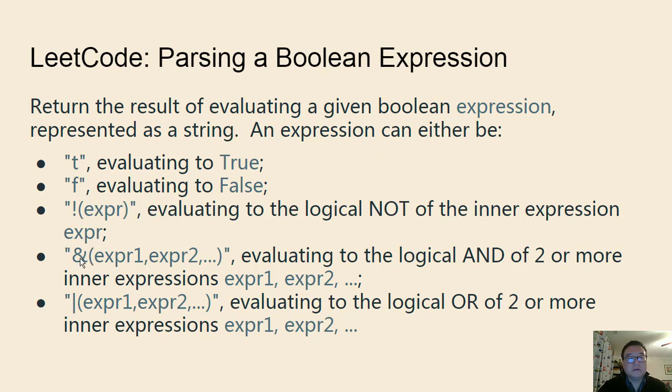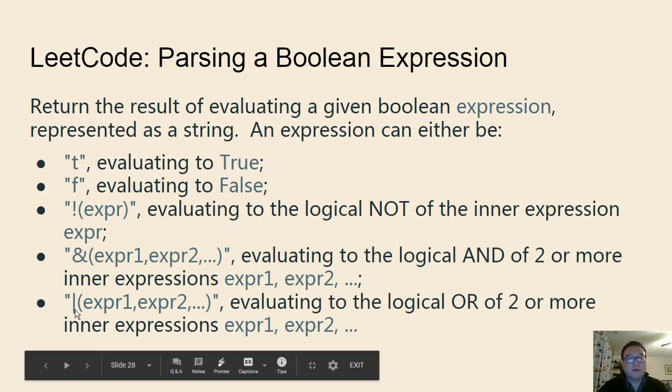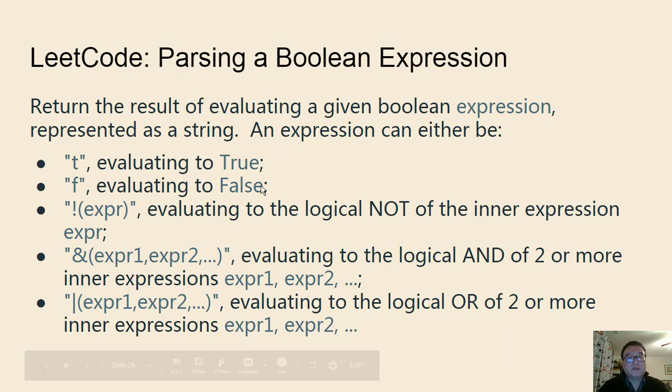We also have and. So and followed by a parenthesis and then two or more expressions, will be evaluated to the logical and. I guess in C or Java, typically we use this as a binary operator, but here we can operate on multiple expressions, and them all together. And similarly, we have or. One thing to note is that there is no white space in this syntax, so that makes the code slightly easier to write.